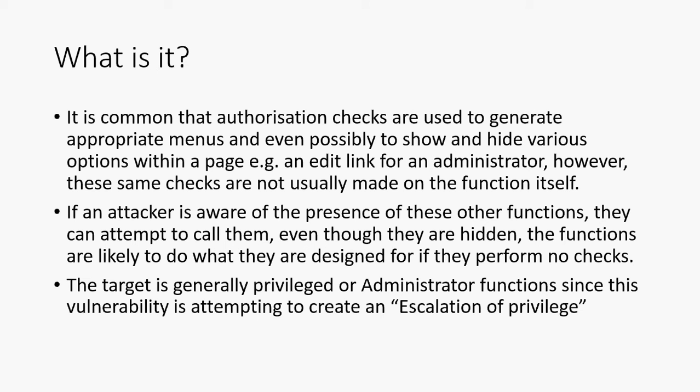But the problem is, if you don't have function level access control, as soon as an attacker becomes aware of these other functions, then they can attempt to call them even if they don't have a button or even if they don't have a section on the page. So even though you're not making it easy for them, they can still send a request through to the web server. And if those functions are not checking that the user has permission to perform that action, then you are vulnerable to A7.